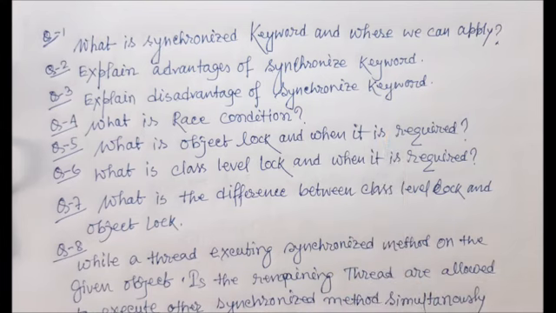These are very basic questions that you may get in your exam. What are the advantages? What are the disadvantages? What is the meaning of the synchronized keyword? Why do you use the synchronized keyword, and where can we apply it? Where can we apply a non-synchronized method? Where can we apply a static synchronized method? These are the basic differences. And another important thing is, what is a race condition?